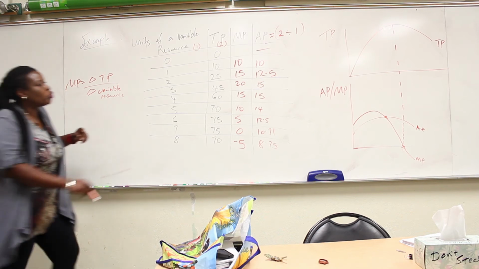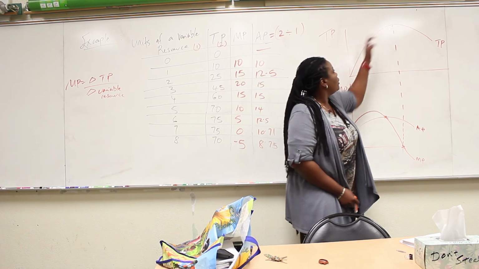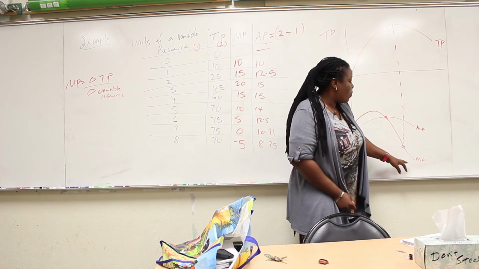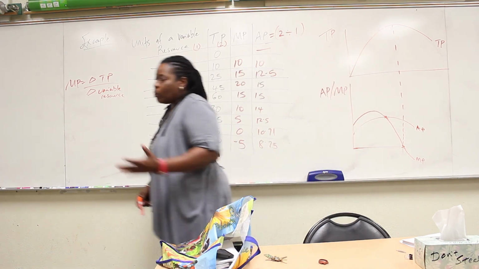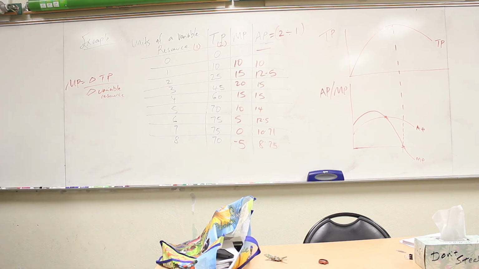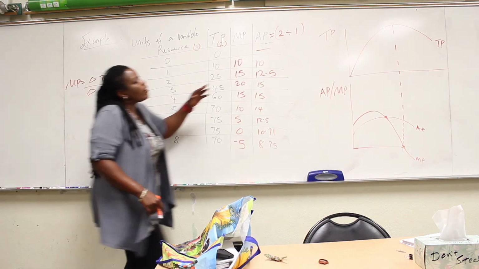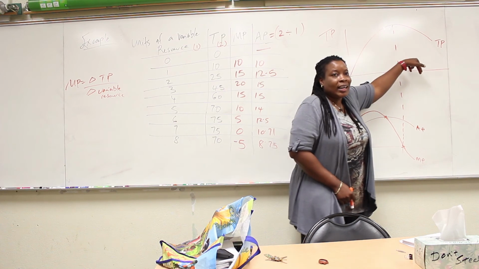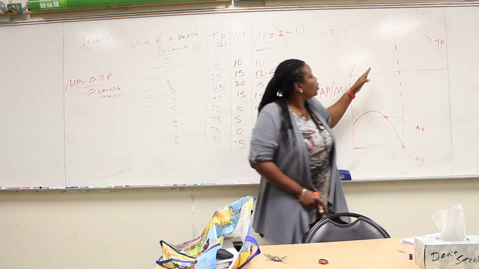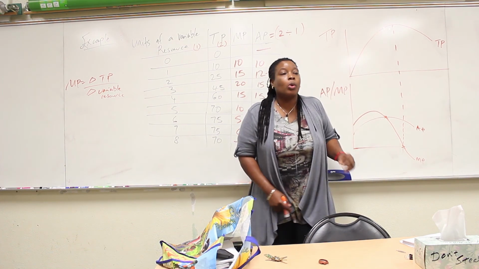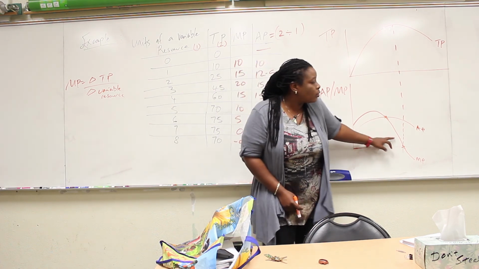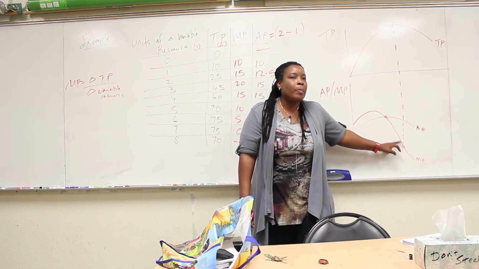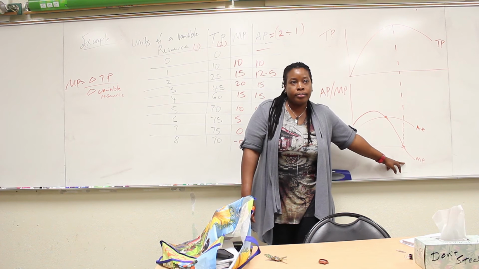Let me explain the first one. TP being at its maximum point, MP is moving from positive to negative. Marginal product is the change in your total product. Which means, when we have total product increasing and then declining, that's what a maximum is. You're going up and then you start to go down. It necessarily means the change is moving from a positive to a negative number.